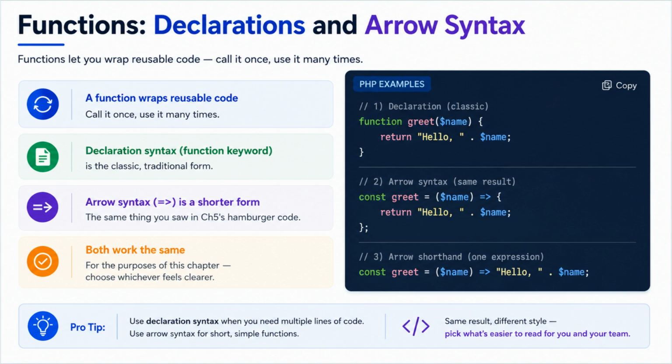Declaration syntax uses the function keyword, the classic form. Arrow syntax, equals sign greater than, is shorter, and is the same thing students already saw inside Chapter 5's hamburger addEventListener callback, even though it was never named at the time. For this course, both forms work identically. Use whichever feels clearer. Arrow shorthand without curly braces is convenient for a simple one-line operation. The full function body with curly braces and return is clearer when the logic takes more than one step.